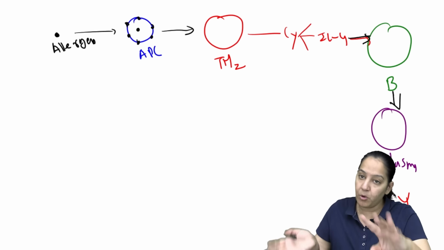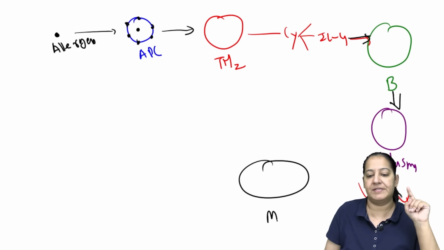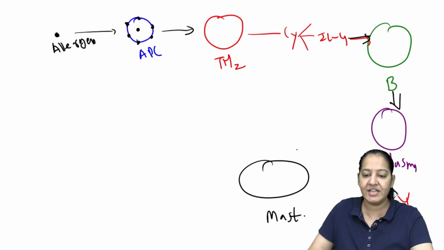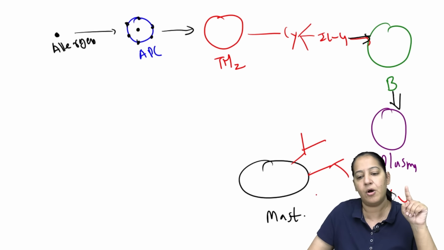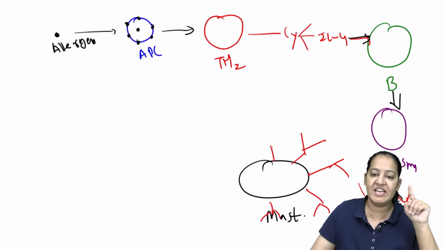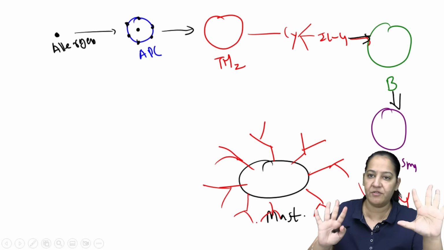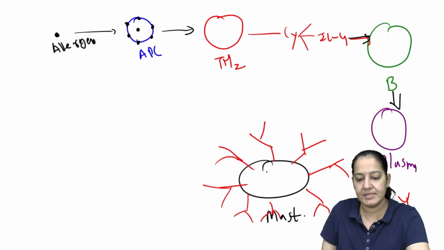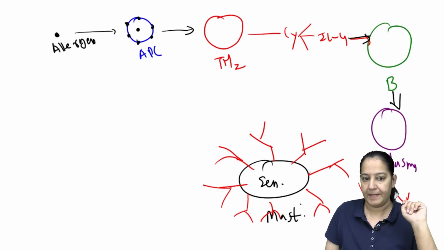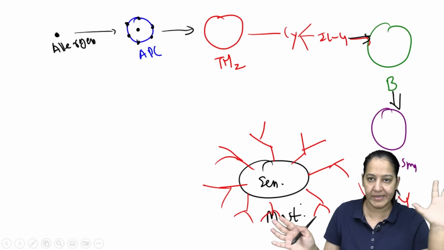These IgE antibodies will go in blood. In the blood, mast cells are present. These IgE antibodies will bind to the mast cell on their surface with their Fc portion. With their constant fragment, they bind there and remain there forever. This is known as sensitization of mast cell. The story is over, right?